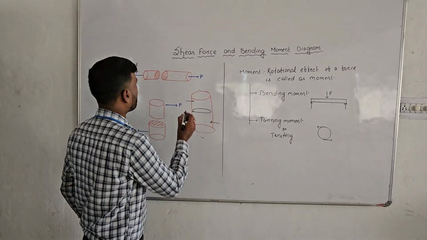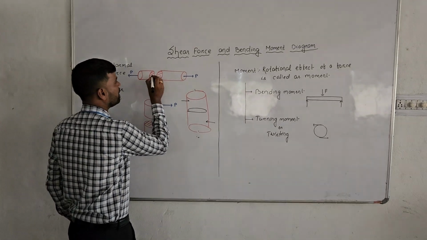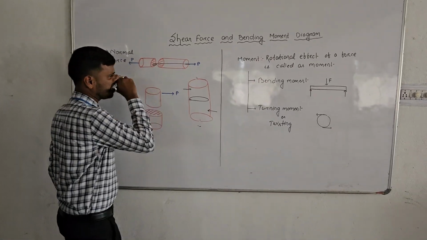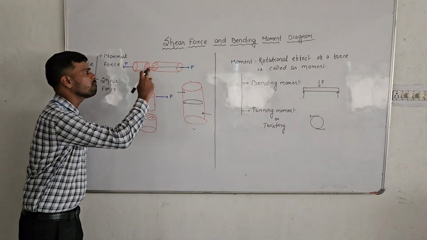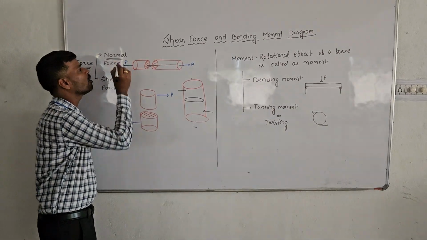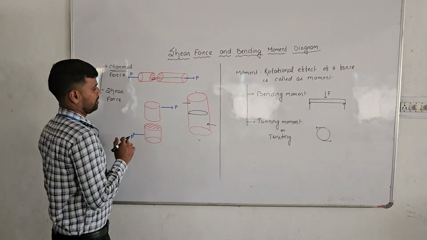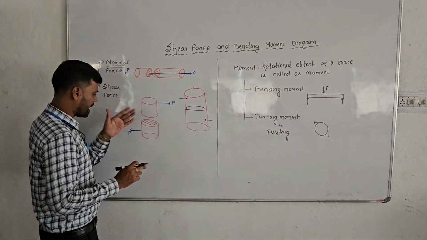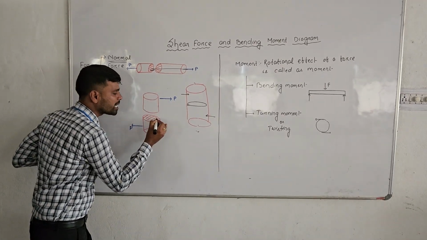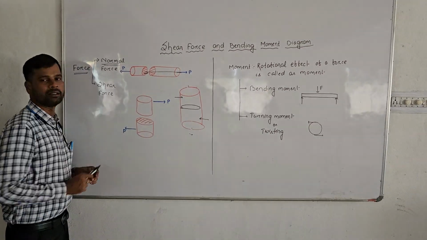So, whenever we are applying the force in this direction and the member breaks from here, if you see, the force is perpendicular to the breaking area. See here, this is the breaking area and this is the force. The force is perpendicular to the breaking area. This type of force is called normal force because normal means perpendicular. And in another case, whenever the force is applied in this direction and the member breaks from here, this is the breaking area. If you observe here, the force and the breaking area both are parallel to each other. This type of force is called shear force.